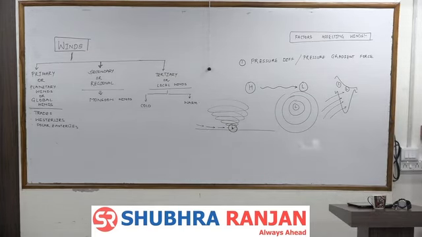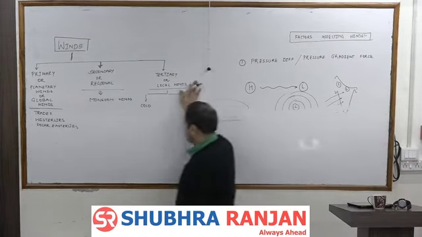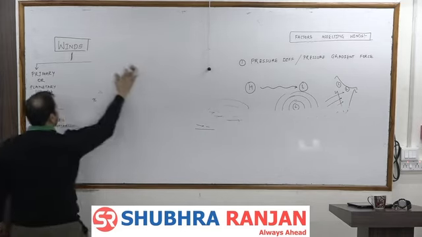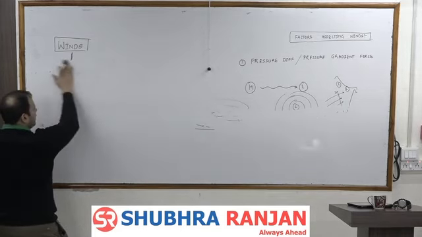So this is what is the pressure gradient force. That is, wind always flows from high pressure to low pressure. So based on this, let us see the map we had drawn yesterday.